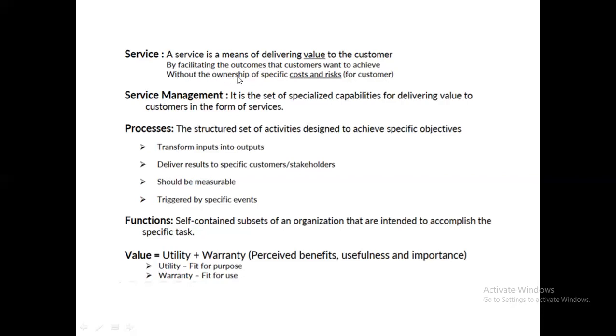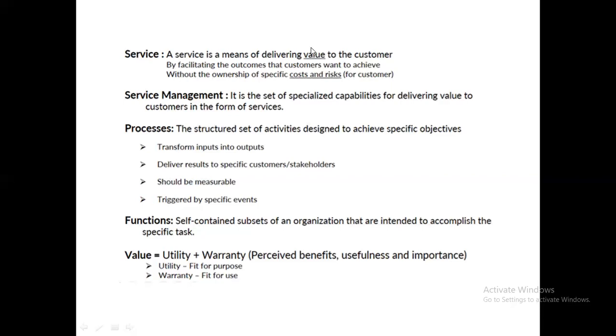The customer does not want to take ownership of, do you have a data center in the background? What is that arrangement you've done? I don't need to worry about it. I'm just paying them a certain cost, and with that cost, they should be managing their own internal things to give me value. This is the whole concept of service.